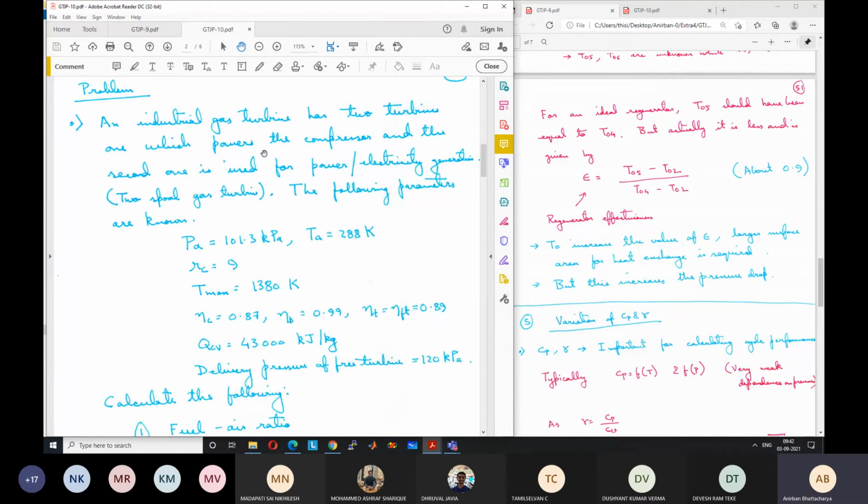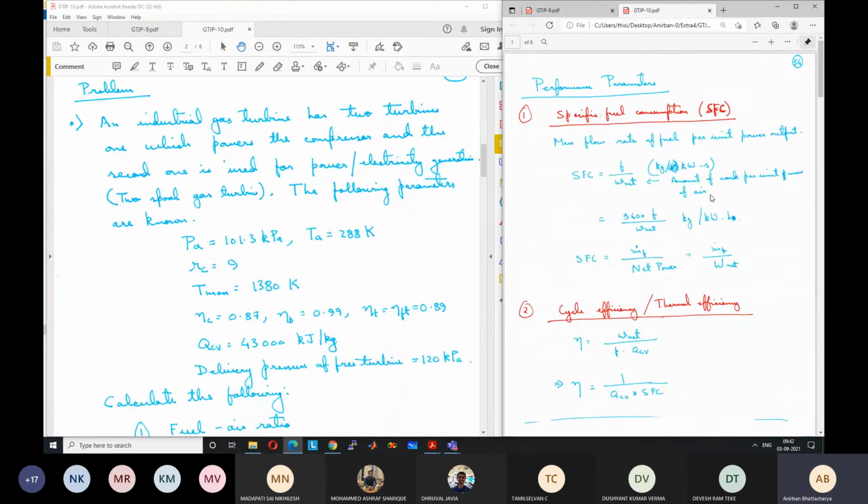So let us consider a case. It's actually a longish problem, but I would like to finish it today, or we'll quickly go through it and then you can take a look at it later on. Because if I just start it and complete only halfway through it, in the next class again I have to start from the beginning. So an industrial gas turbine has two turbines, one of which powers the compressor and the second one is used for powering. So we will keep this open.